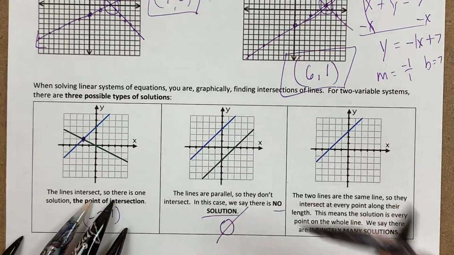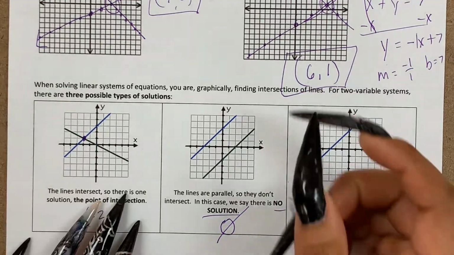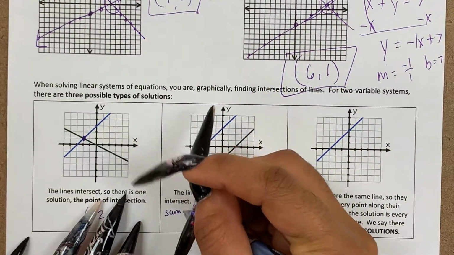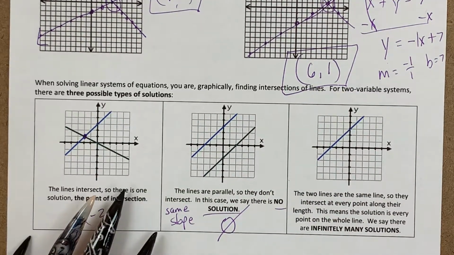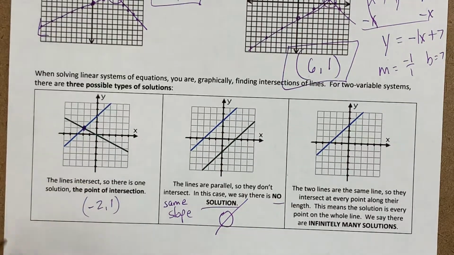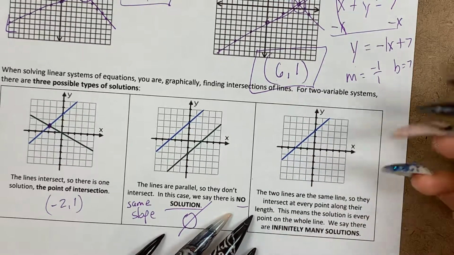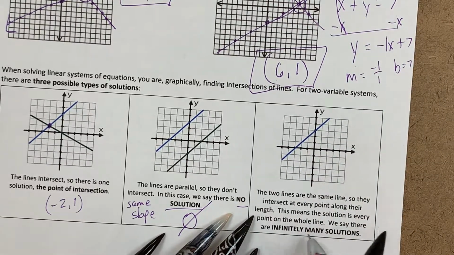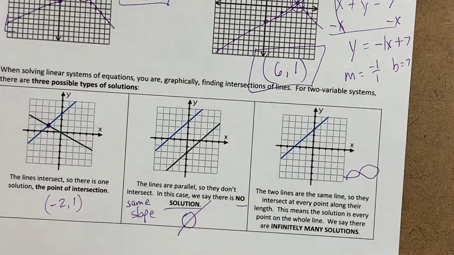So the symbol for no solution is a 0 with a slash through it. So if it's no solution, the lines will be parallel. Remember, parallel lines have the same slope. So if 2 lines have the same slope, but a different y-intercept, then they will be parallel and they will not intersect. Therefore, they will have no solution. And if you have 2 lines that are exactly the same equation, then the answer is infinitely many solutions. The symbol for many solutions is an infinity sign.